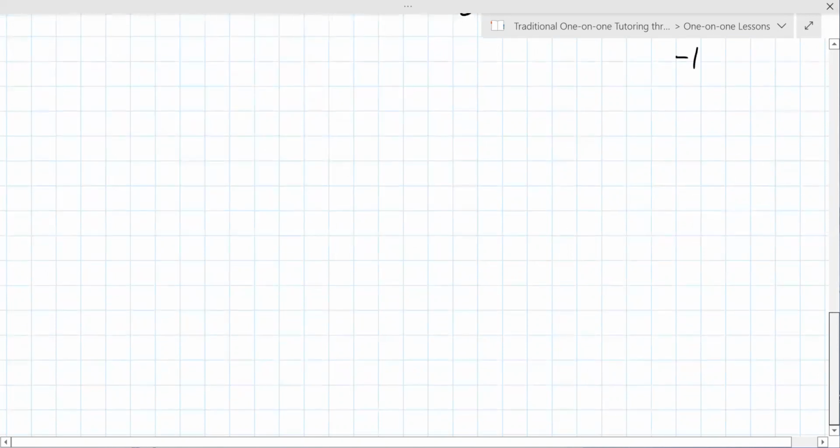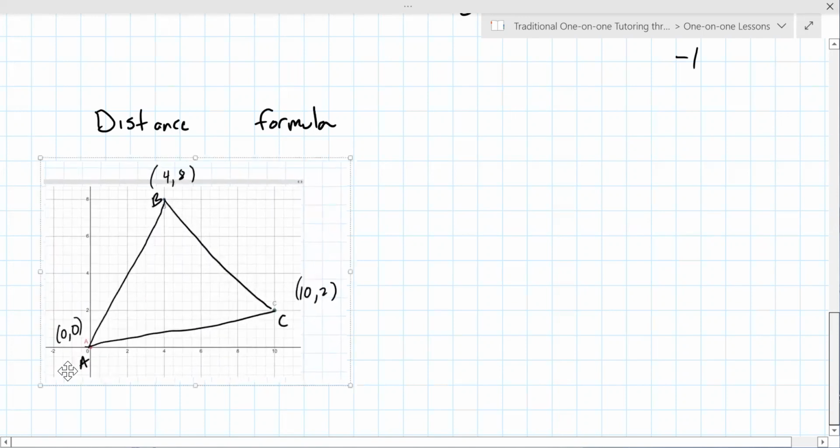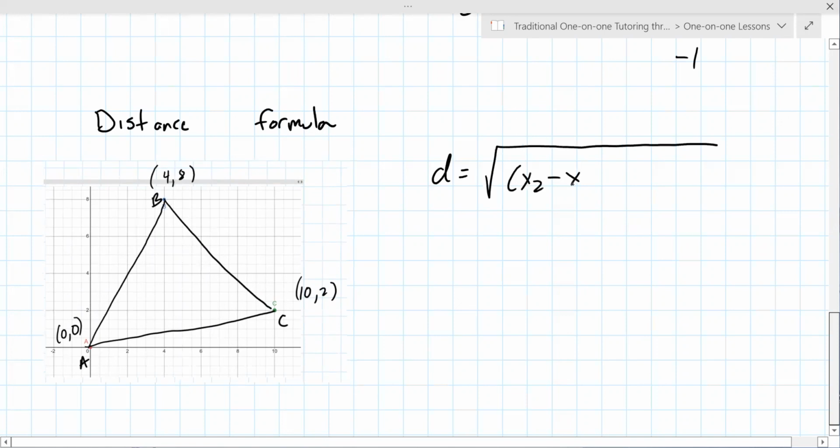Now we're going to move to a new topic. We're going to actually talk about the distance formula, which is, I think, what you meant earlier. So we can find the distance between any 2 points on the triangle. We actually looked at this summer. The distance formula is the square root of x2 minus x1 squared plus y2 minus y1 squared, square root.